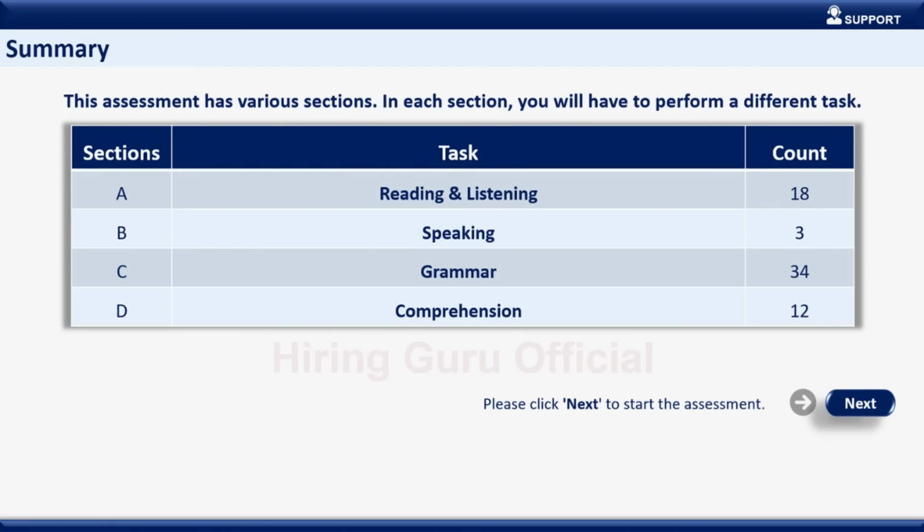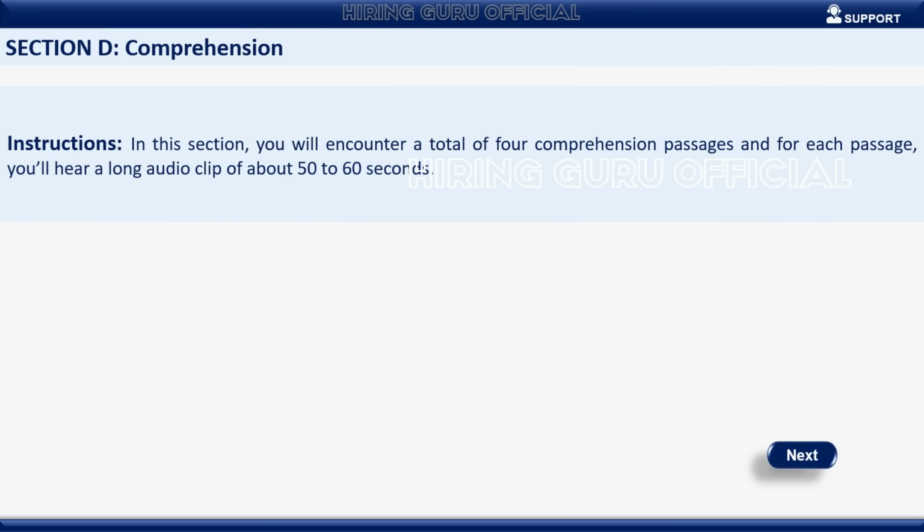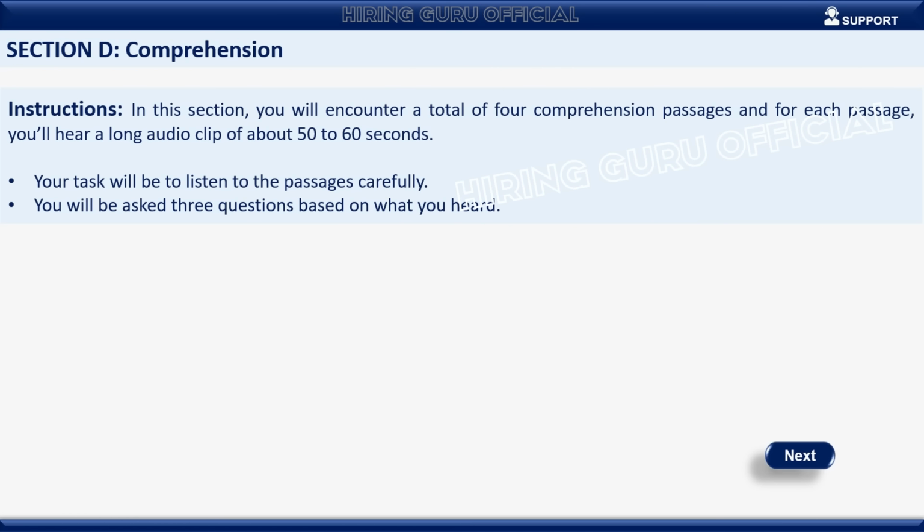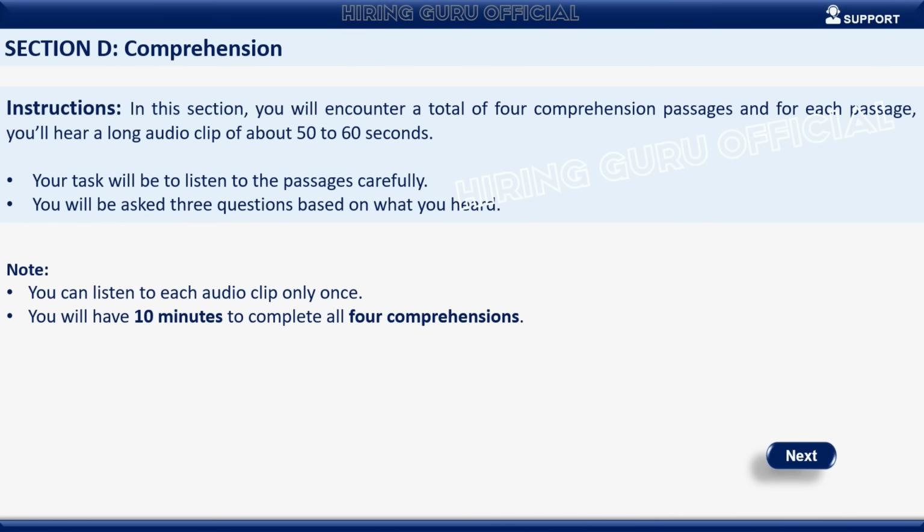Alright guys, let's quickly move on to the final section of this assessment, comprehension. So guys, in this section, you will encounter a total of 4 comprehension passages. And for each passage, you will hear a long audio clip of about 50 to 60 seconds each. Your task will be to listen to the passages very carefully because after each comprehension, you'll be asked 3 questions based on what you heard. Please note that you can listen to each audio clip only once and you will have 10 minutes to complete all 4 comprehensions.